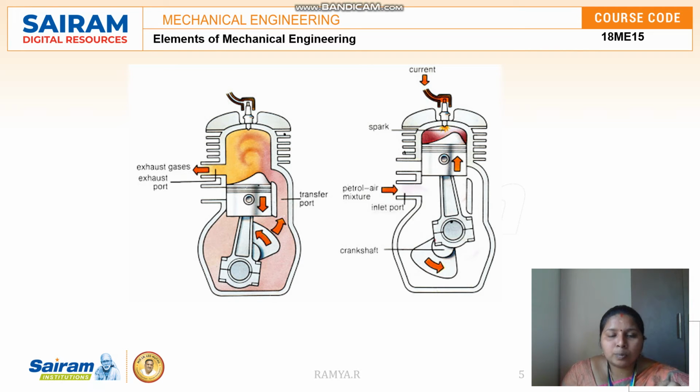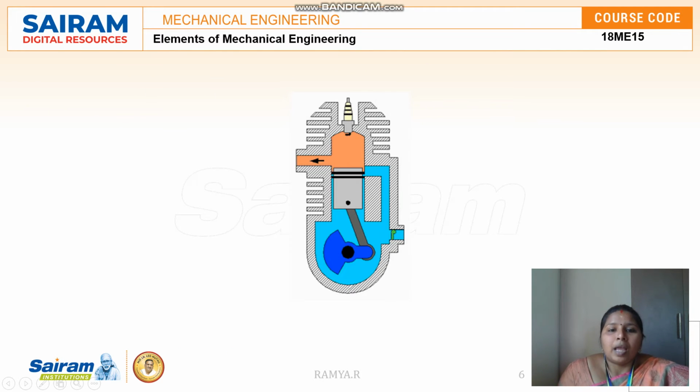There the spark plug ignites the air fuel mixture, and the exhaust port is open, and the exhaust gases move out through the exhaust port. So this is how the air fuel mixture two stroke petrol engine works. And this is an animation of how the two stroke engine works, how the transfer takes place, everything.